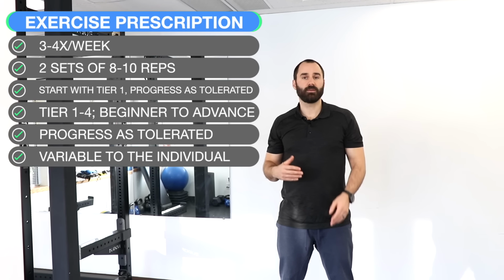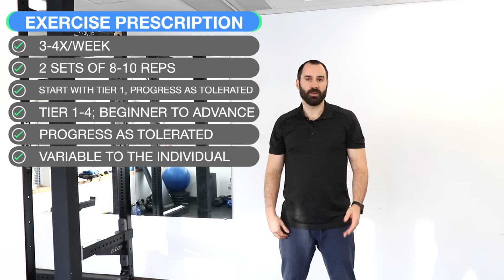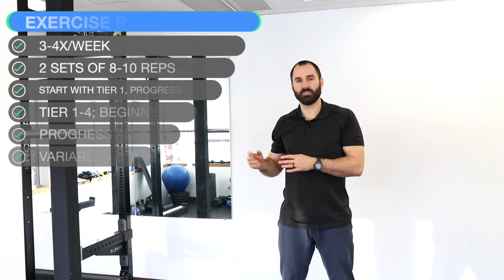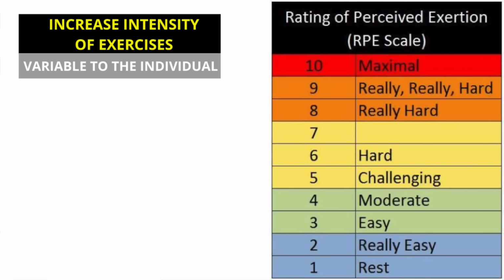So now we'll cover exercises for this condition. We recommend 3 to 4 times a week, 2 sets of 8 to 10 reps. We'll go over several different exercises with 4 different tiers, from beginner to most advanced. So one important factor that's often misaddressed is increasing the intensity of the exercises.